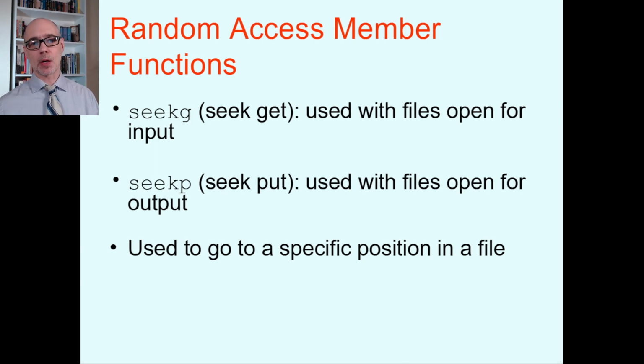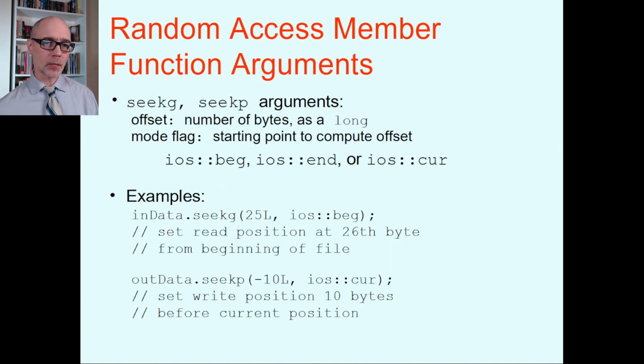Now, both of these functions take two parameters to state how many bytes you're moving and also where you're considering the starting point to be. And that's on the next slide here. Okay, so seekg and seekp have these two arguments, and here are the details about that. The first argument is the offset, which is the number of bytes you're going to jump.